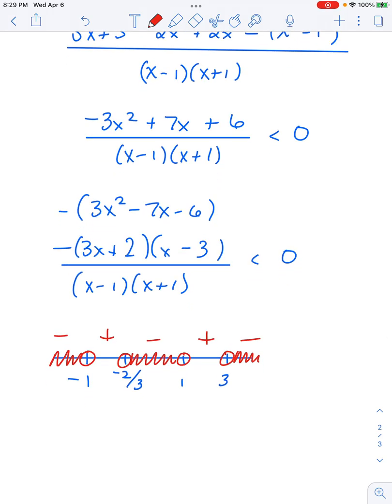Now let's pretend it did say equal to's. Here's how this would be different. The 1 and the negative 1 would stay open because they're vertical asymptotes. But the negative 2/3 and the 3 are x-intercepts, and it's okay for those to be 0 because they do equal 0 when they're on the top. And if we want to be equal to 0, x-intercepts is the way to go.